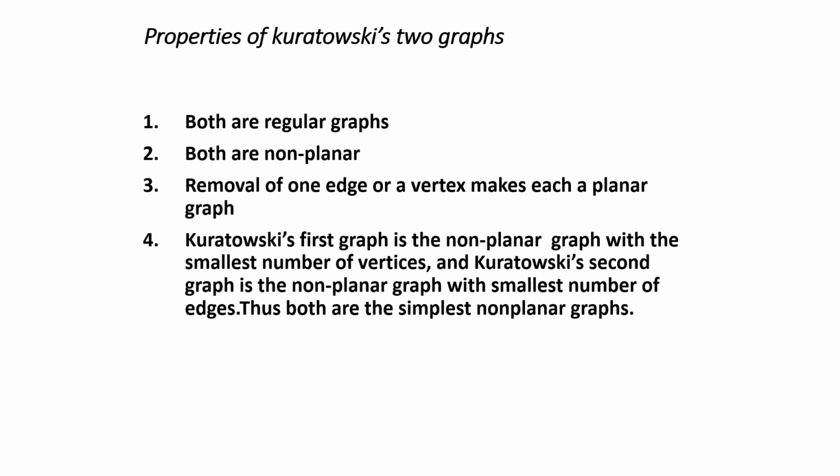The properties of Kuratowski's two graphs are: both are regular graphs, that means the degree of all the vertices is the same. Both are non-planar. They cannot be drawn on a plane without edges intersecting each other. Removal of one edge or a vertex will make them planar graphs. Kuratowski's first graph is the non-planar graph with the smallest number of vertices, and Kuratowski's second graph is the non-planar graph with the smallest number of edges. Thus, both are the simplest non-planar graphs.